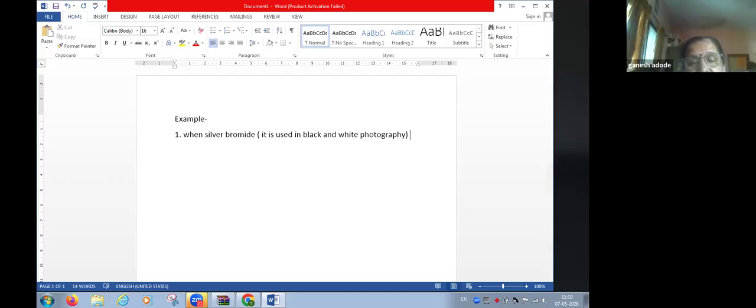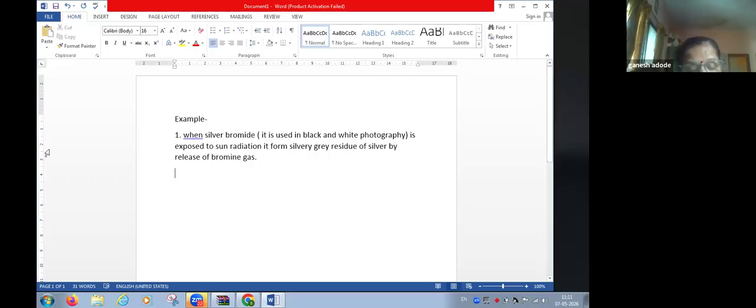When silver bromide is exposed to sun radiation, it forms a silvery gray deposit, a gray residue of silver, by the release of bromine gas.